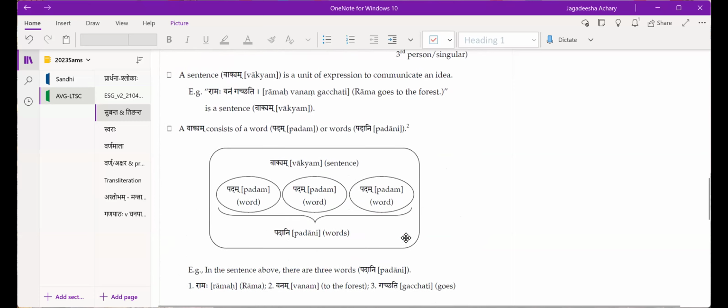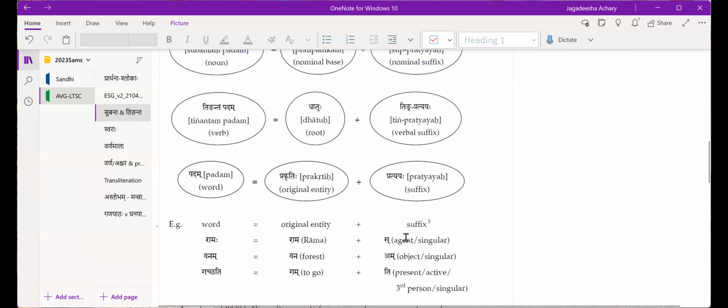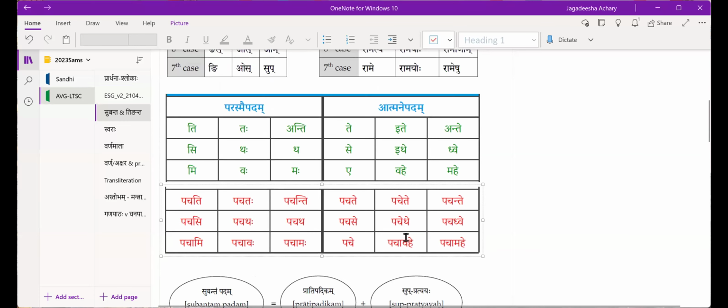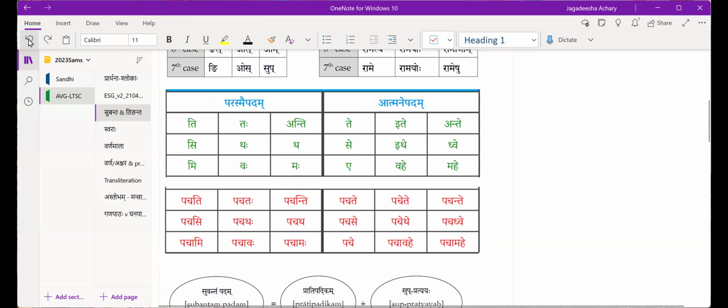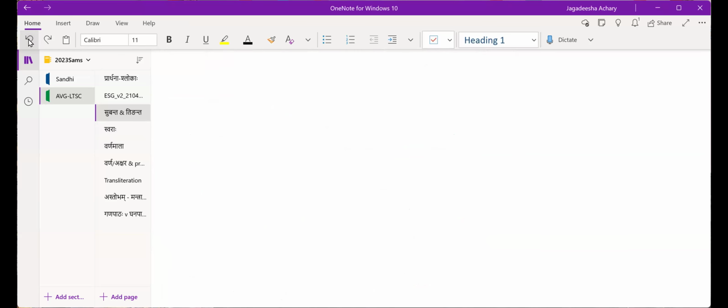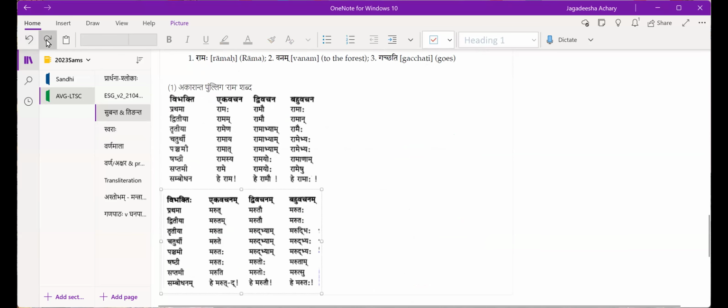Oh, something is missing. I had another table there. I think it got deleted somehow.